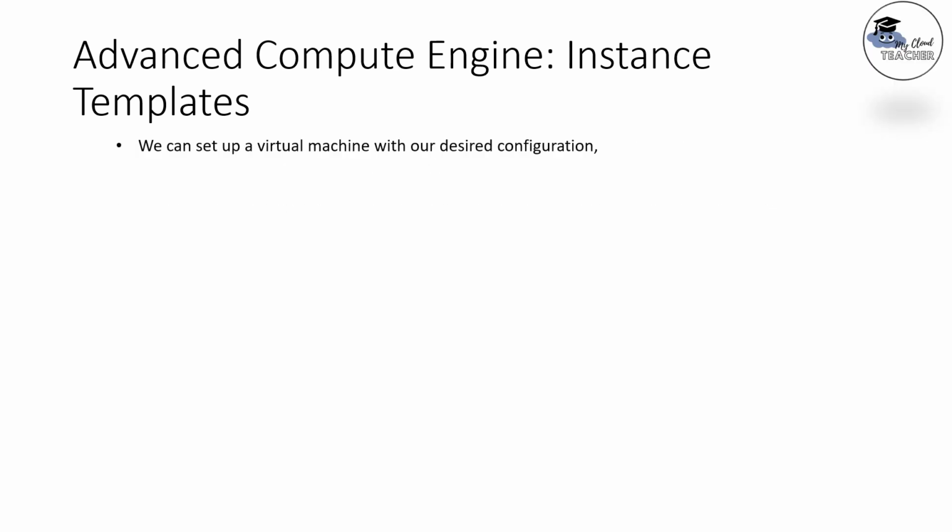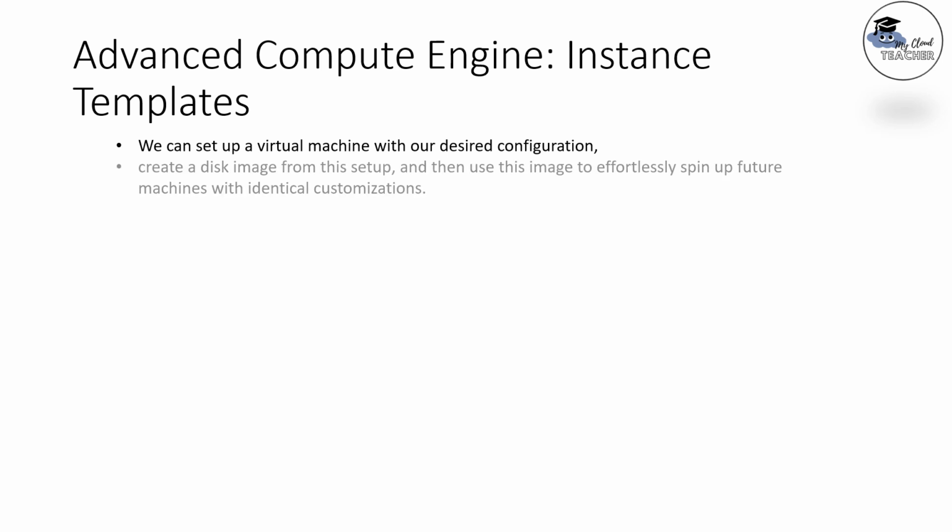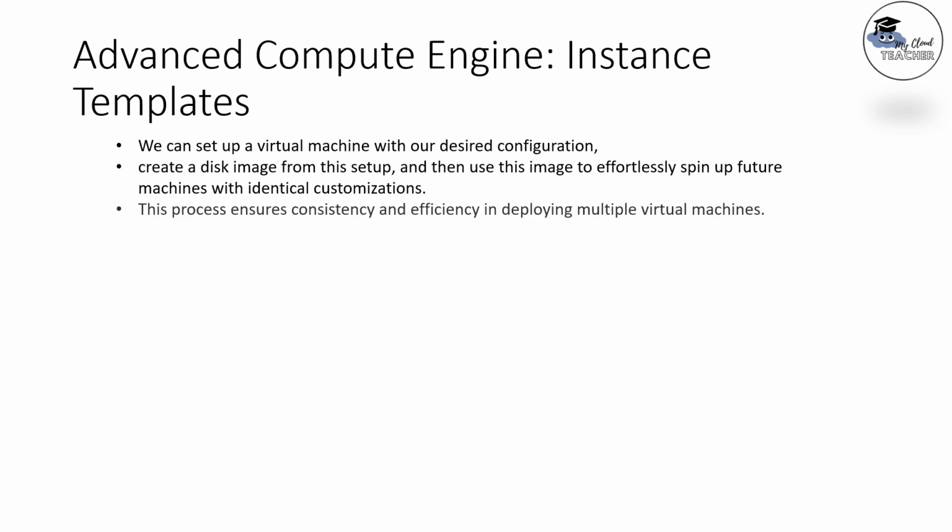We can set up a virtual machine with our desired configuration, create a disk image from this setup, and then use this image to effortlessly spin up future machines with identical customizations. This process ensures consistency and efficiency in deploying multiple virtual machines.